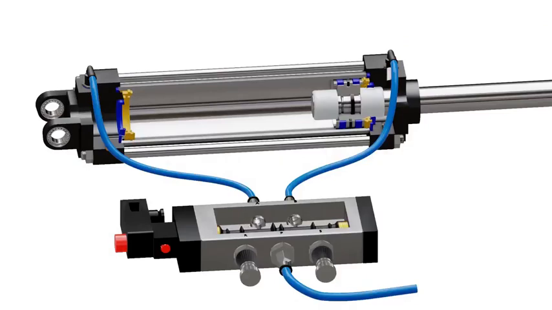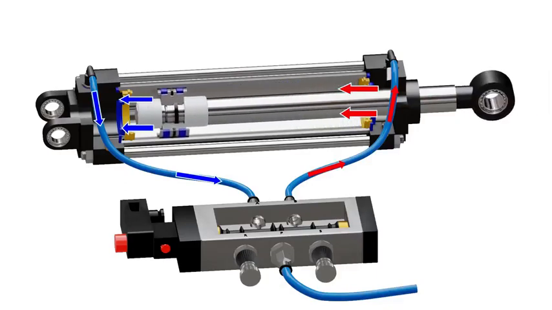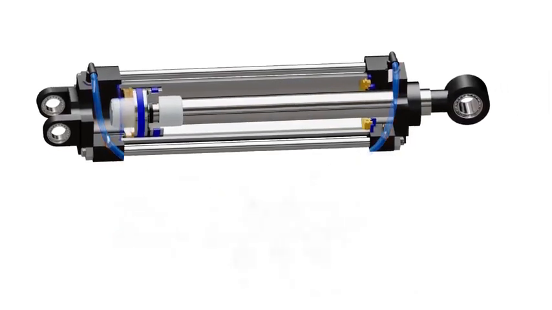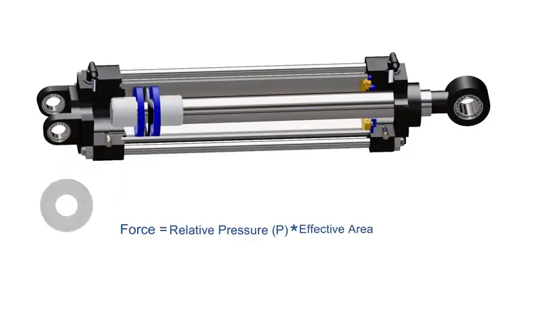During a retraction stroke, the valve directs compressed air to the head end of cylinder. This causes the piston to return and air on the other chamber escapes from the exhaust port R. The theoretical force of actuator is the relative pressure on the piston multiplied by effective area of piston on which pressure is exerted. Here the relative pressure is pressure of supplied air minus the atmospheric pressure.